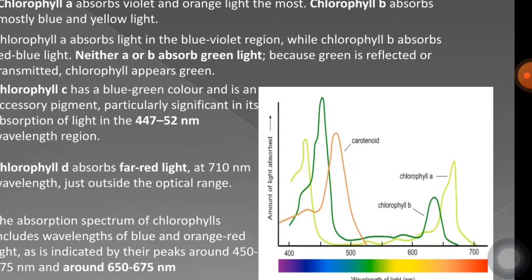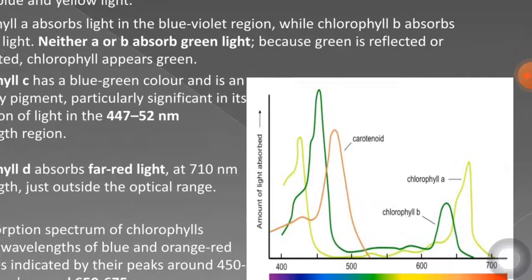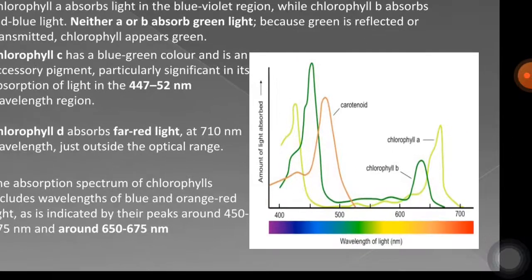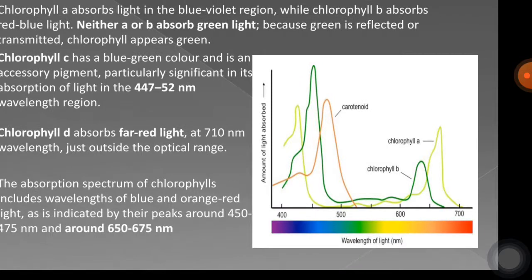Chlorophyll C absorbs blue-green light that has a range of 447 to 452 nanometer. Chlorophyll D absorbs far red light, beyond our optical range, at 710 nanometer, because our optical range is 400 to 700 nanometer. As a whole, the chlorophyll spectrum includes the wavelengths of blue and red; blue is indicated from 450 to 475 nanometer. We can see in this graph that again they get a peak at 650 to 675 nanometer.